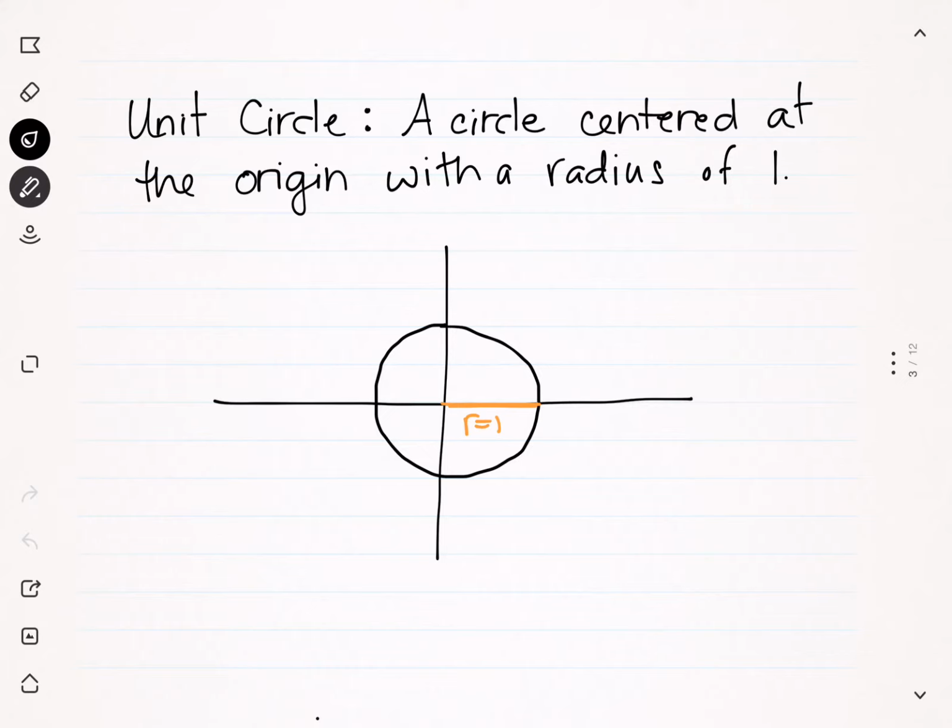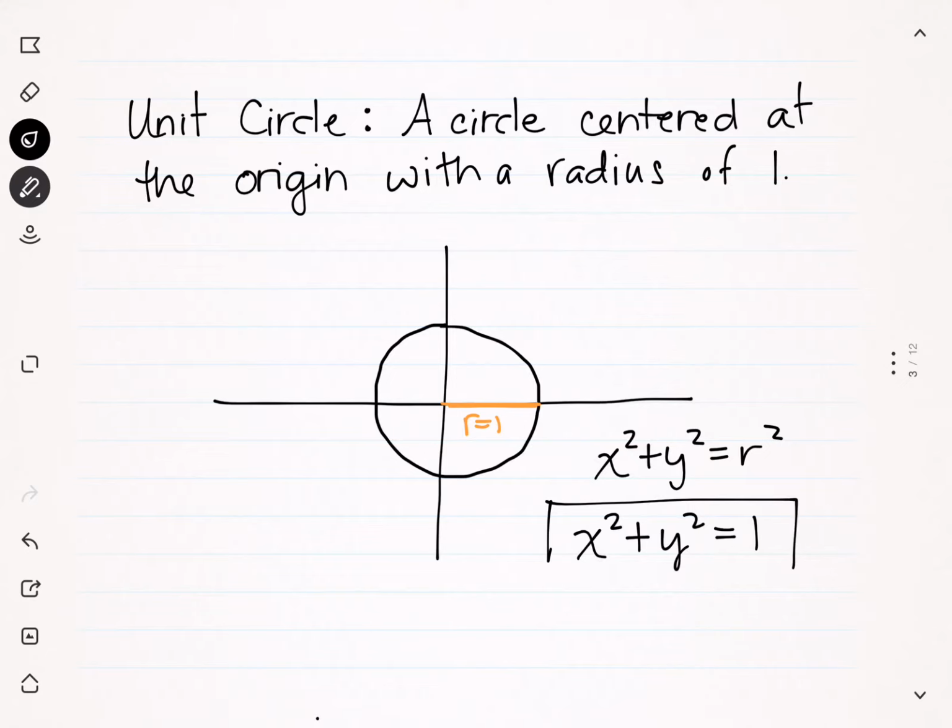Now, the equation for a circle is x squared plus y squared equals r squared. So if our radius is 1, then the equation for the unit circle is x squared plus y squared equals 1. And we're going to be using this to solve some problems in 13.3 and possibly 13.4.